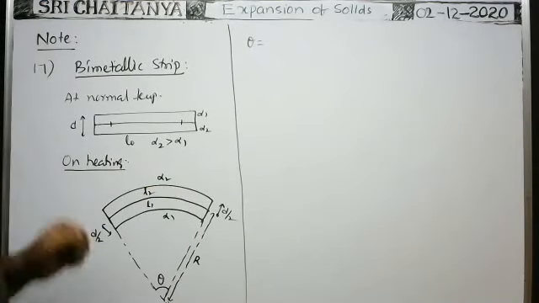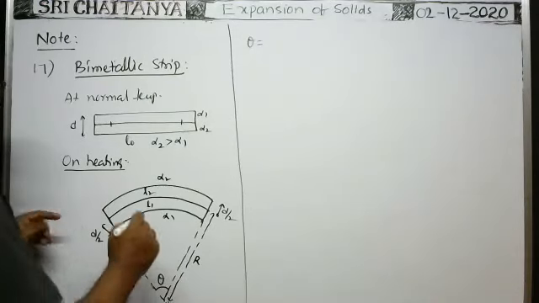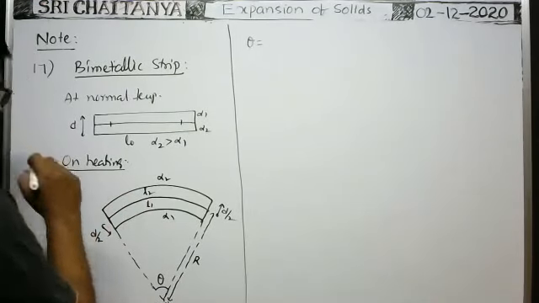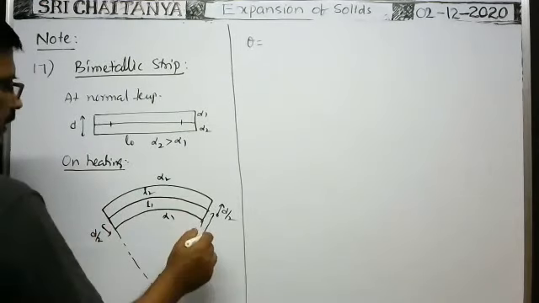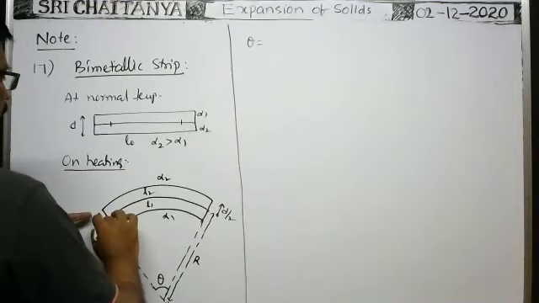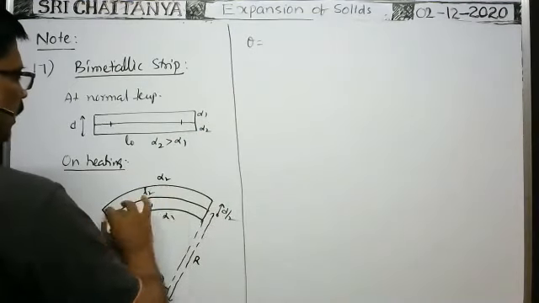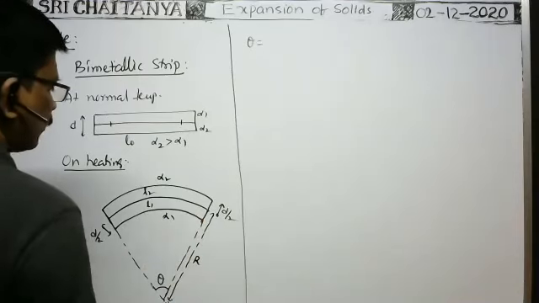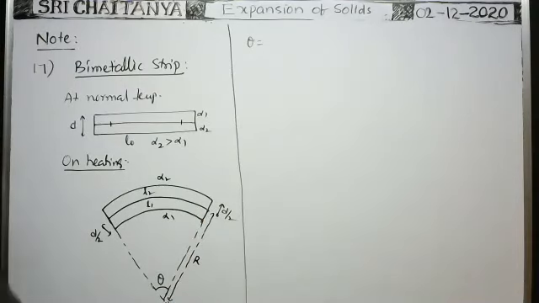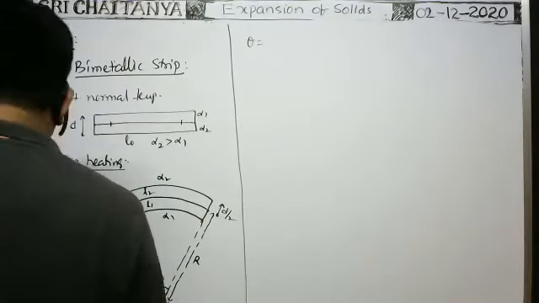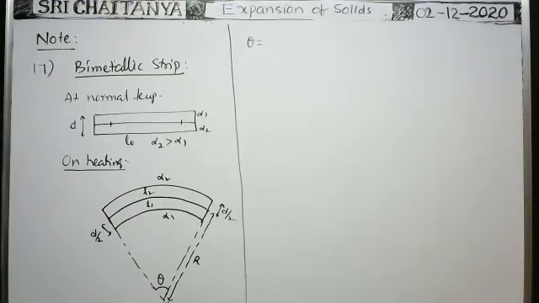Now here you see, theta is equal to arc by radius. Whatever the length of this part, whatever the length of this one, and whatever the length of this one, arc by radius. How can we write this length L1? How can we write L1?